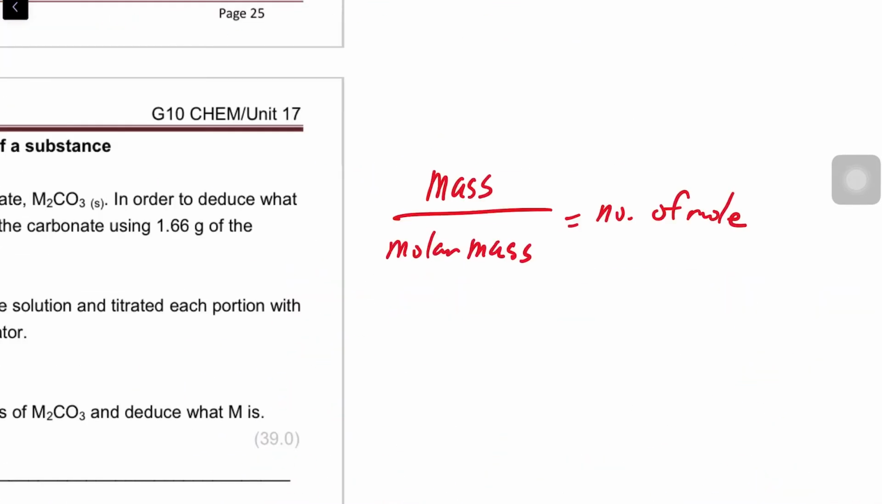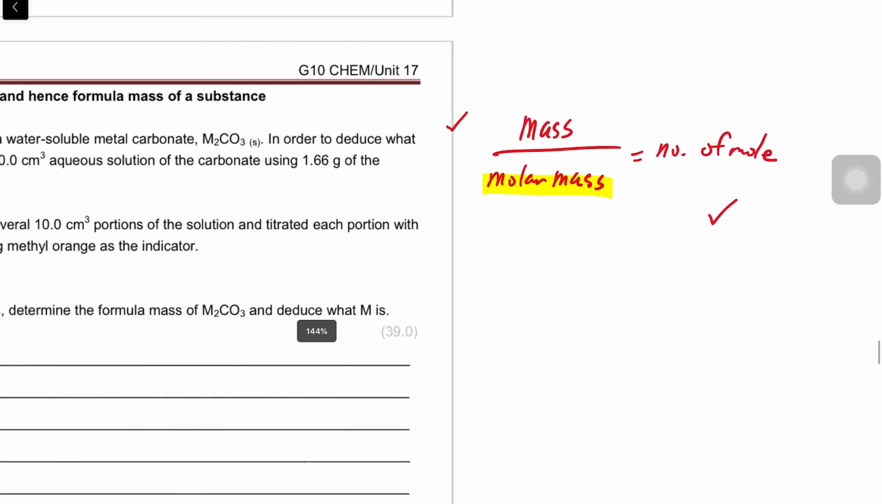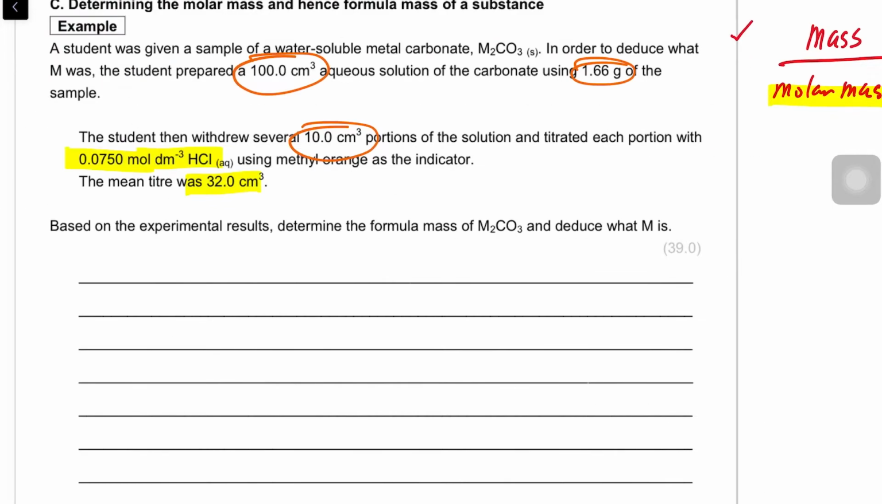Here shows mole ratio. We can find the number of mole, and don't forget we can calculate or measure the amount of substance we input, that is the mass, and of course the molar mass can be found. So let's have an example, and here we highlight the information.